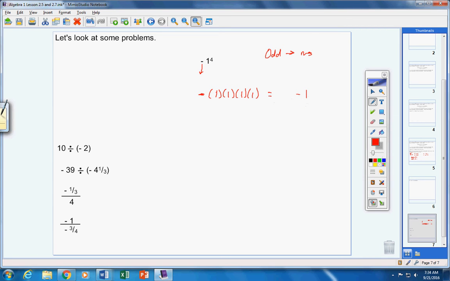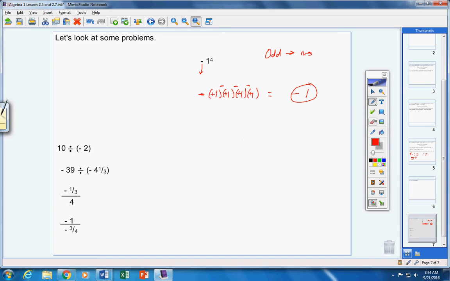Now if you want to do it the slower way, that's fine. Negative times a positive is negative. Negative times a positive is negative. Negative times a positive is negative. And negative times a positive is negative. And then 1 times 1 is 1 times 1 is 1 times 1 is 1. You still get negative 1. Okay? Alright, moving on. Here we go.